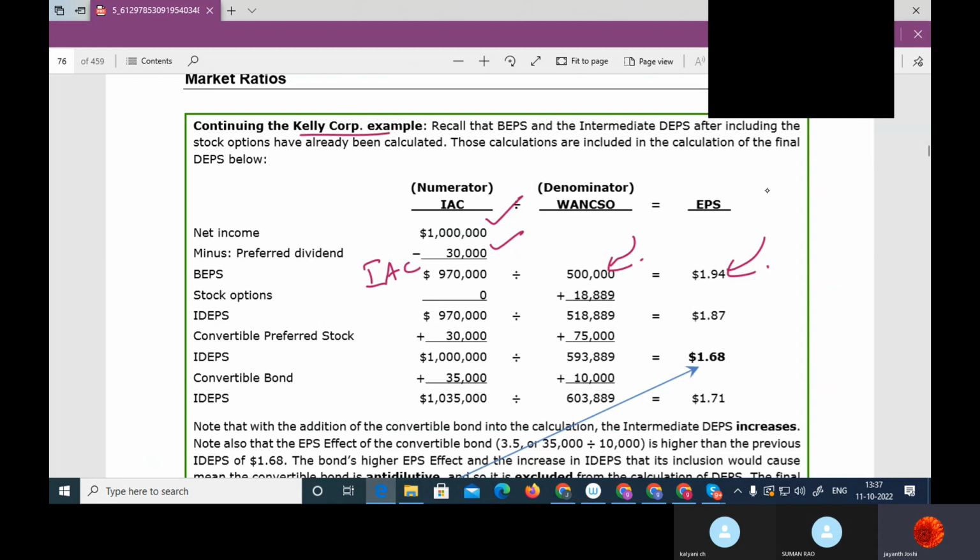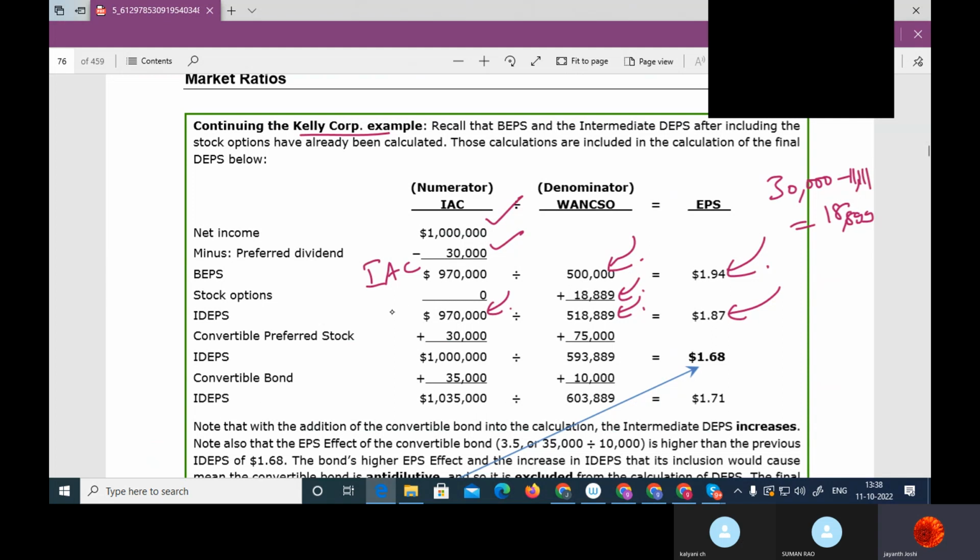Then the stock options, where we sold 30,000 shares to the president. We got money from that, and we used that money to buy back our own shares, and we could buy back 11,111 shares. So how much was added that time? 18,889. That got added to your denominator, so your 500,000 became 518,889, and 970,000 was your IAC, income available to common shareholders. Your EPS has got diluted here, and the diluted EPS came out to 1.87. Correct? Now next step.